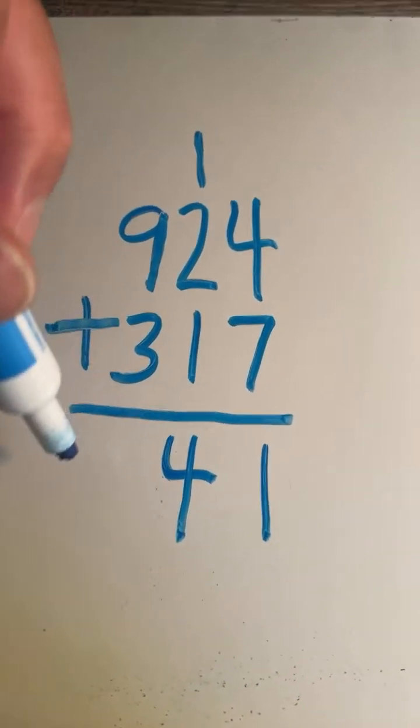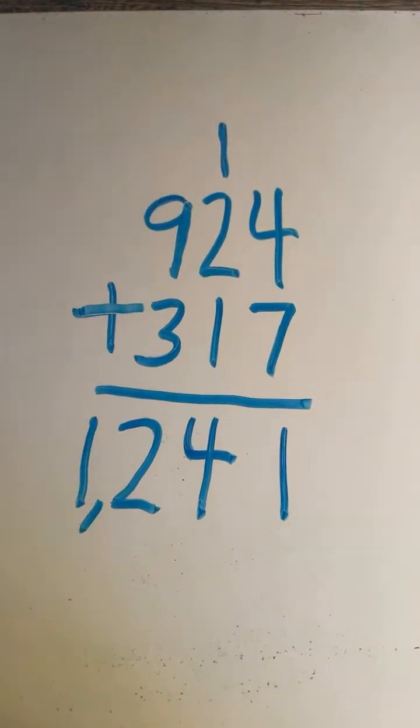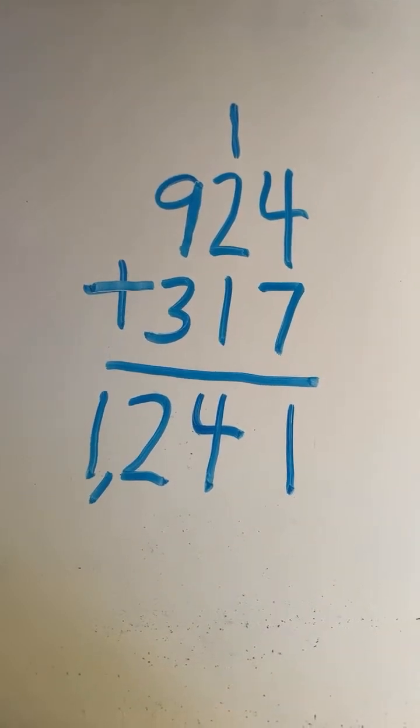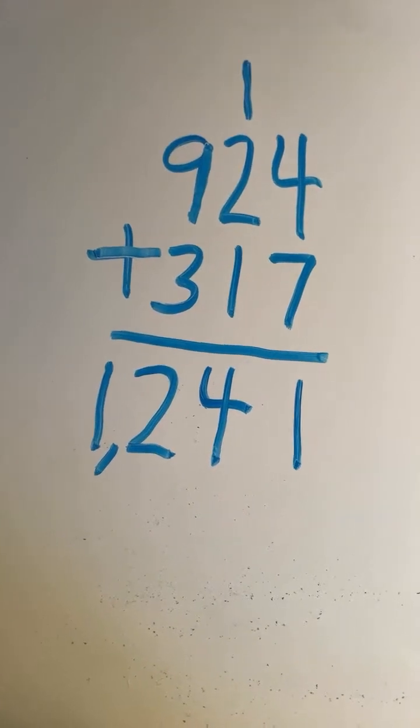9 plus 3 equals 12. And we have our final answer. 924 plus 317 equals 1,241. All right, moving on to my next example problem.